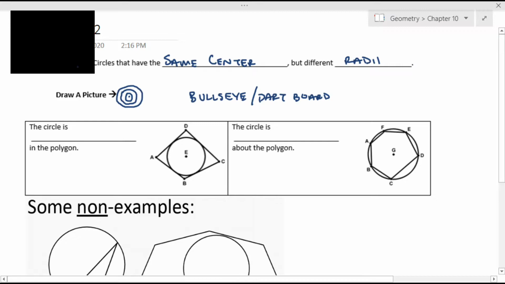Okay, and some more. This circle is inscribed in the polygon. All of the corners of the polygon touch the circle, and the circle is inside. So inside is inscribed, and this circle is circumscribed about the polygon, so it's outside the polygon. And notice how all of the vertices touch the circle.